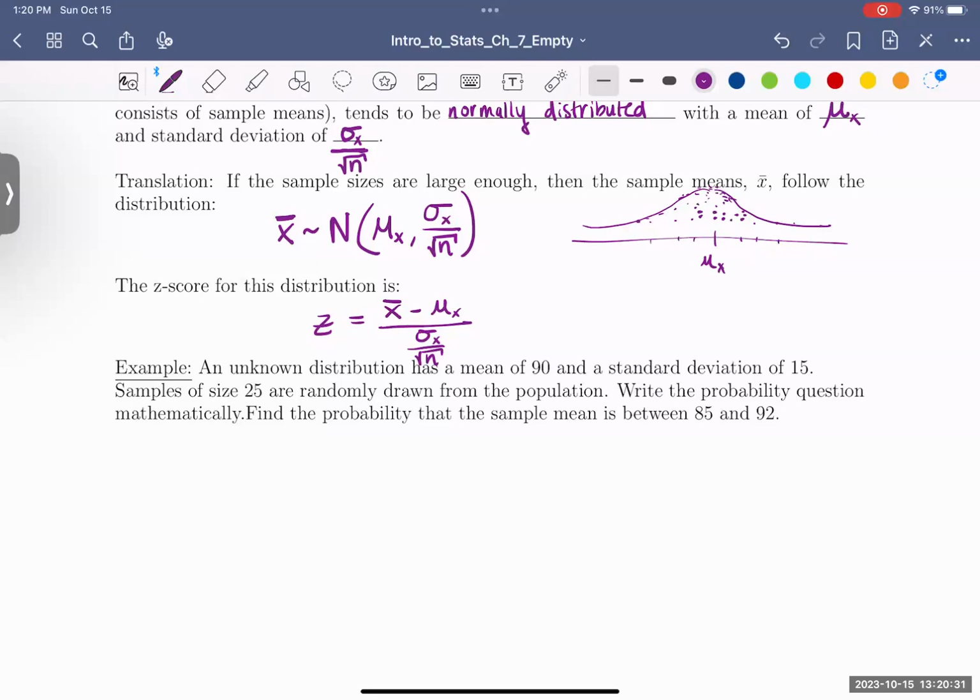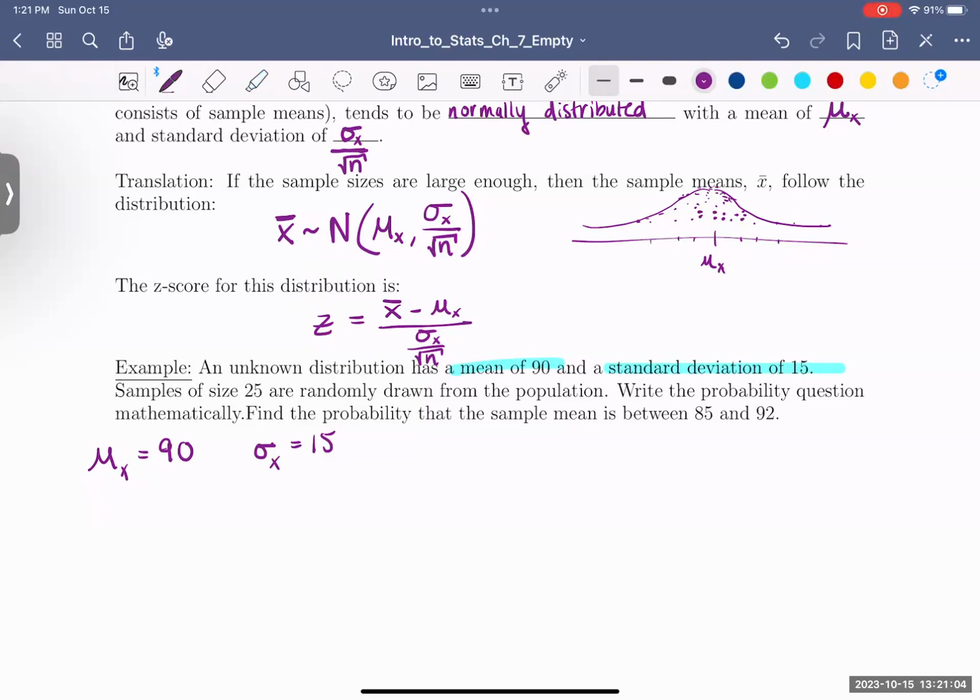An unknown distribution has a mean of 90 and a standard deviation of 15. All right, it's not known. I can't say that X is normally distributed with a mean of 90 and a standard deviation of 15. I don't know that it's normally distributed. I don't know what the distribution is. All I know is that the mean of this distribution is 90 and the standard deviation is 15. That's all I was given there. Mean, 90, standard deviation, 15.